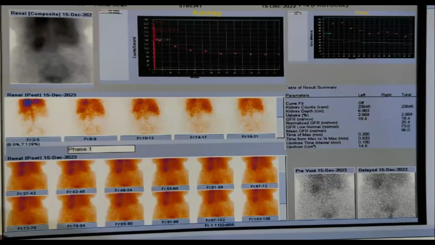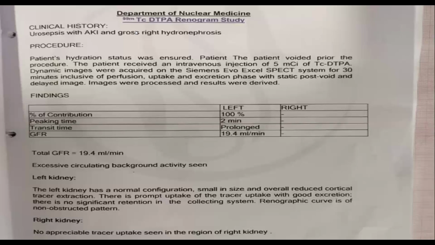I think, Paras, after how many days? So after around 2 months, sir. So what was that? Do you have that? Sir, I don't have the report, but after 2 months, after removal of the DJ stent, we repeated the DTPA scan. No, before that, we repeated, and it was 22 to 24% on the right side. Yes. And the GFR was also, I think, quite okay.